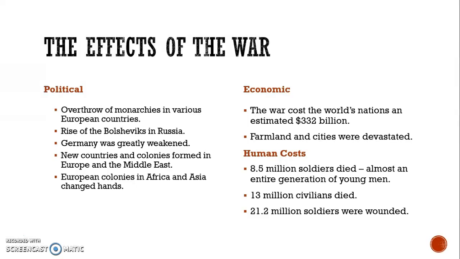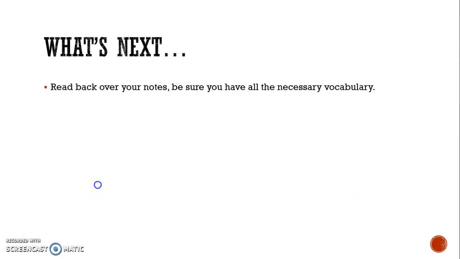Economically, the war cost the world $332 billion, which was ridiculous. And then farmland and cities were just devastated, which meant that a lot of European countries entered into a famine. Overall, the human cost was that 8.5 million soldiers died. Almost an entire generation of young men died in the towns. 13 million civilians died, and 21.2 million soldiers were wounded overall.